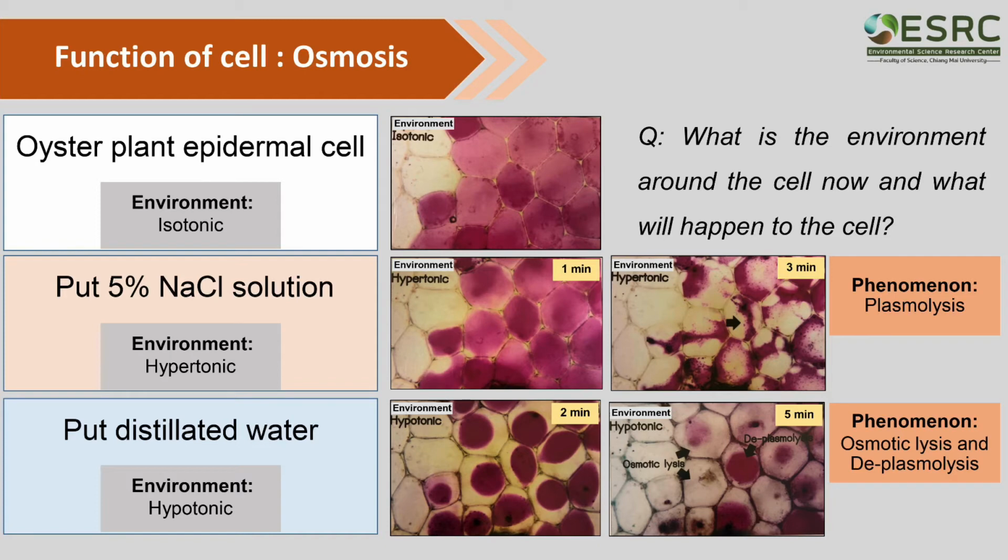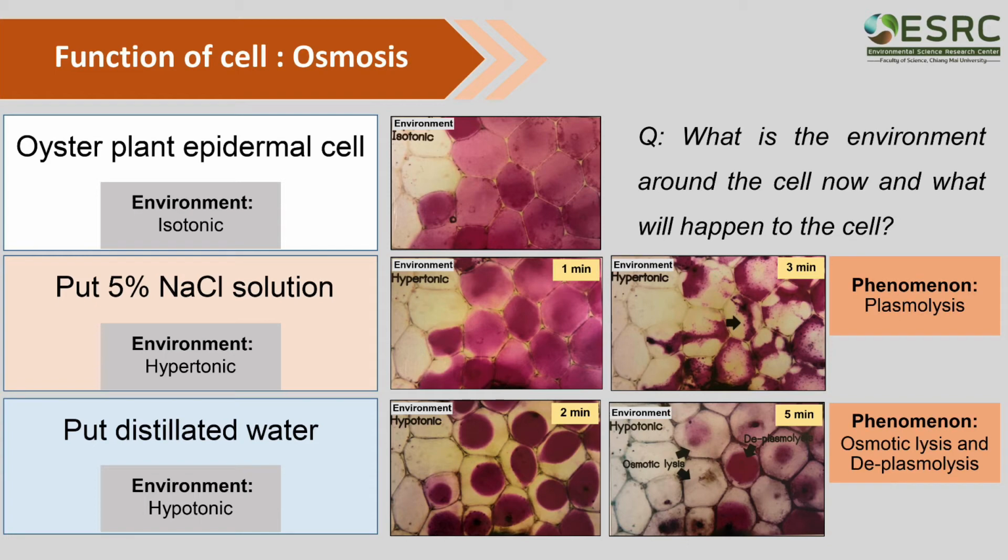Second, put a drop of 5% sodium chloride solution on one side of the cover glass, and on the other side use tissue paper to absorb the water from the slide. Sodium chloride solution will diffuse under the cover glass and will replace the water.